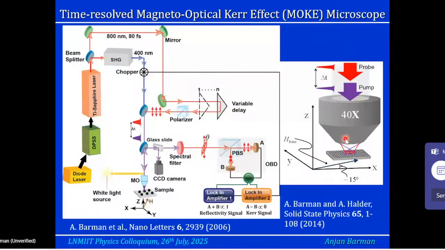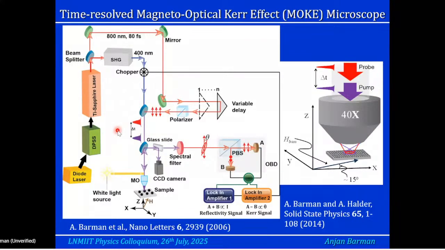So how does this time-resolved magneto-optical Kerr effect work? It is called a pump-probe technique. There is a pump, which is a laser beam that acts as an excitation source and excites the energy of the material. So you have, for example, a metallic system.